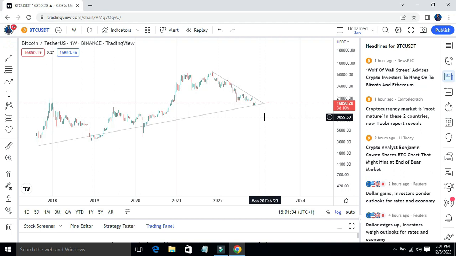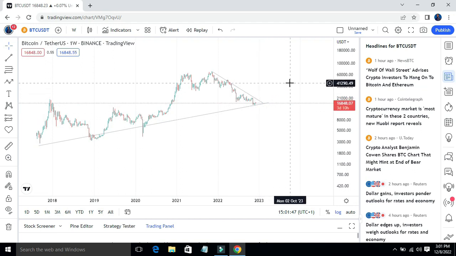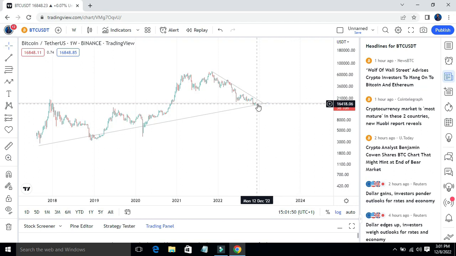This is how you use candlesticks in a higher time frame to know the actual direction of the market. Until we begin to see higher highs here, Bitcoin is still in a downtrend, which may continue up until somewhere here.